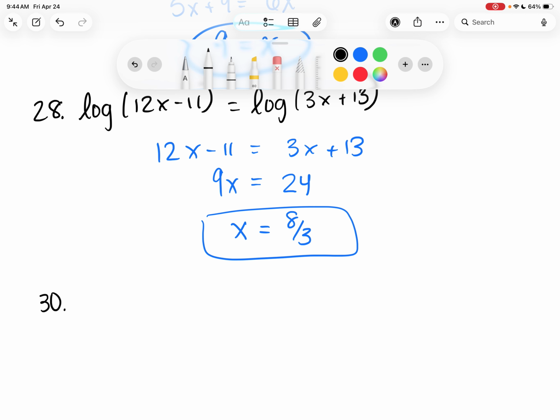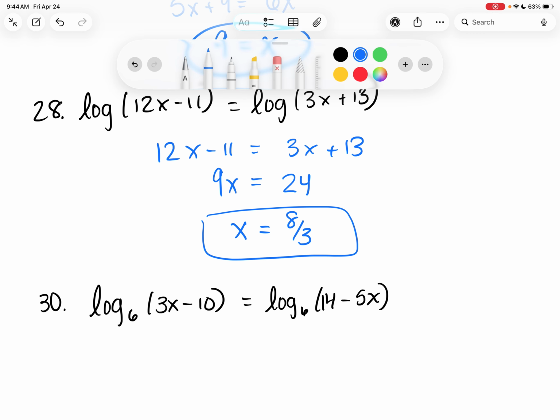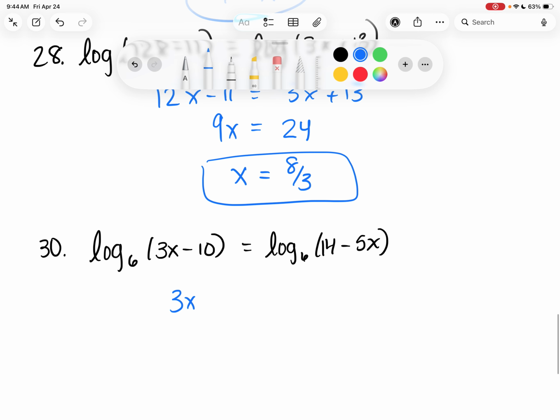30. Log base 6 of 3x minus 10 equals log base 6 of 14 minus 5x. So both are log base 6. So I've got 3x minus 10 equals 14 minus 5x. What happens if the log base isn't the same? Then you can't do it this way. They shouldn't be giving you any like that in this stuff.